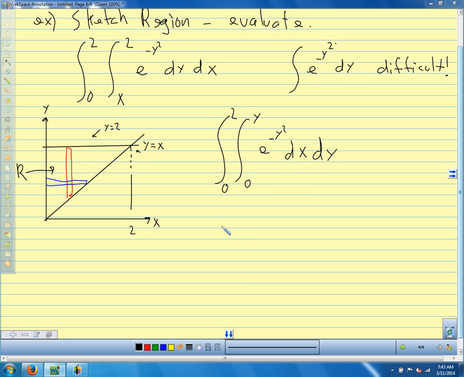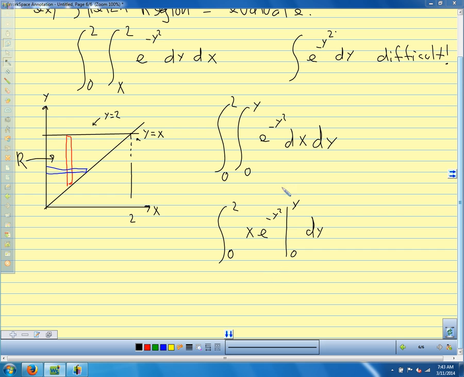What do we get when we evaluate that? This is x times e to the minus y squared, because this is a function of y, it's constant. So we get x e to the minus y squared evaluated on 0 to y, dy. And this is x equals, if it helps you to write this out, to remember how to substitute this in. So from x equals 0 to y, when we evaluate this integral, we end up with 0 to 2 y e to the minus y squared dy. That looks a little better, doesn't it?